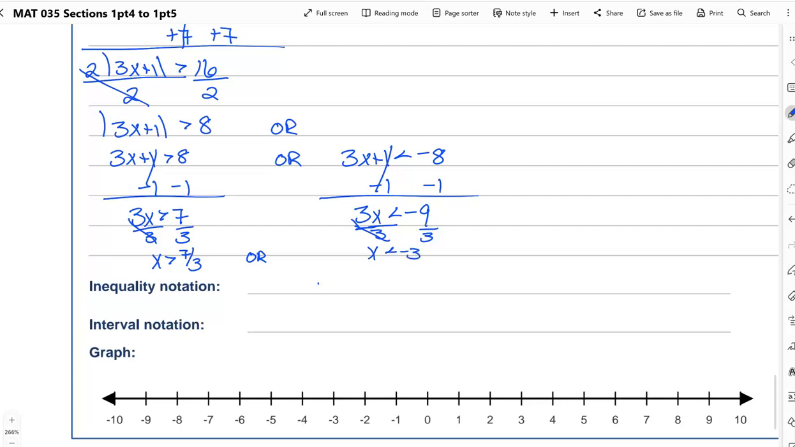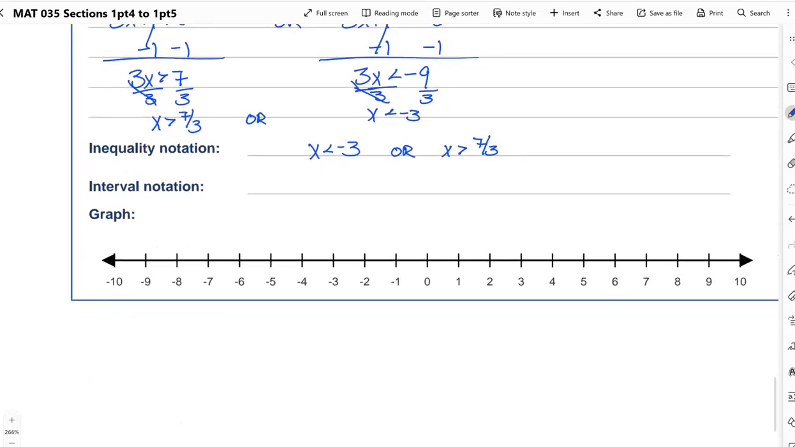So inequality notation, x is less than -3. I like to write my smaller one first, or x is greater than 7/3. So I'm going to go to my graph. -3 is going to have an open circle shaded to the left. Remember, this side goes to negative infinity.